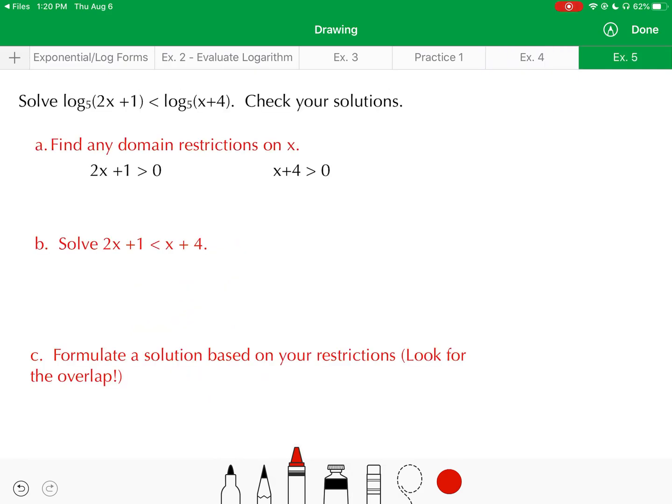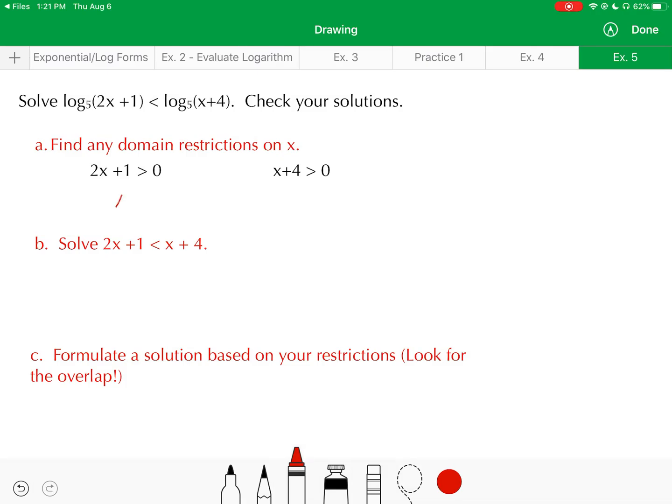All right, final example here. Now we're looking at a logarithmic inequality. And this requires a little bit more work because there are an infinite amount of values that could be extraneous when you try to solve an inequality, okay? So the first thing we want to do here, provided that the logarithms have the same base, we want to begin by finding domain restrictions on each of the arguments, okay? So I'm going to set the argument of 2x plus 1 greater than 0, and the same with x plus 4. Again, just because the arguments have to be positive values.